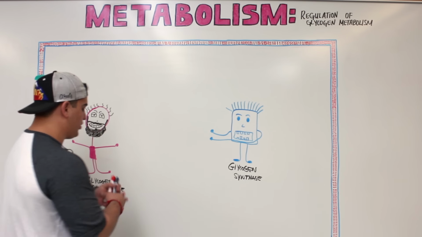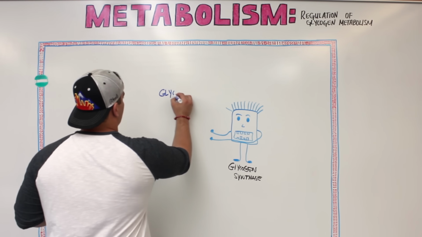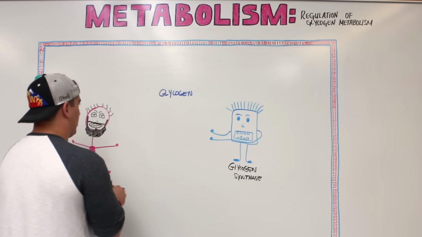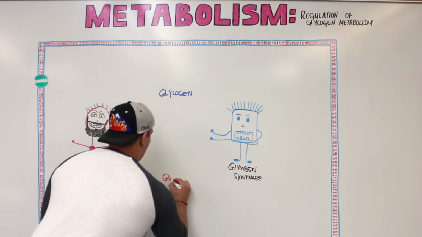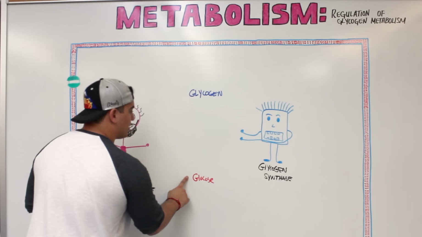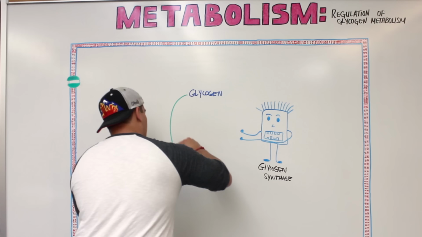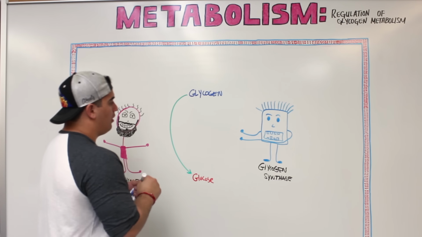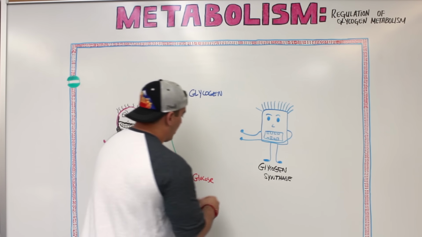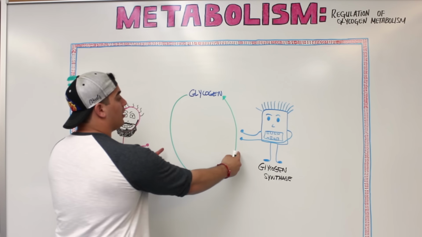So if we were to make a simple concept here, let's say that I have glycogen here, and I have glucose. Let's put glucose in red. If I'm going from glycogen to glucose, this process is called glycogenolysis. But then, if I'm going from glucose to glycogen, this is called glycogenesis.